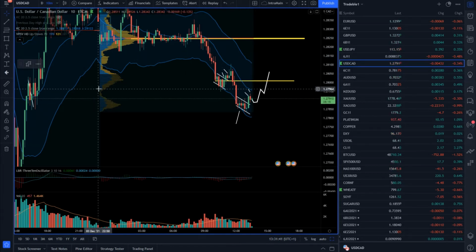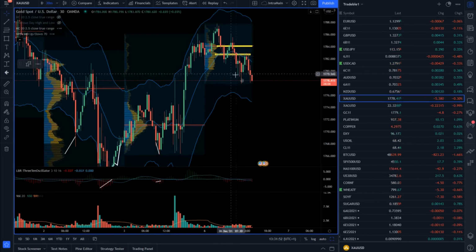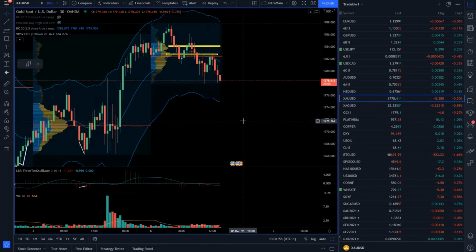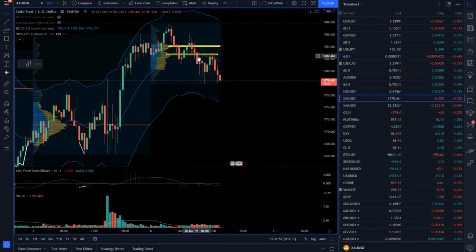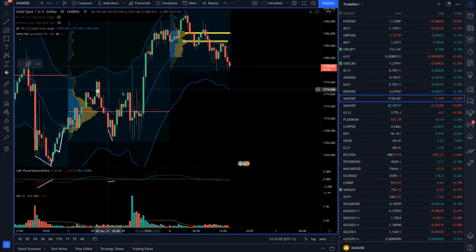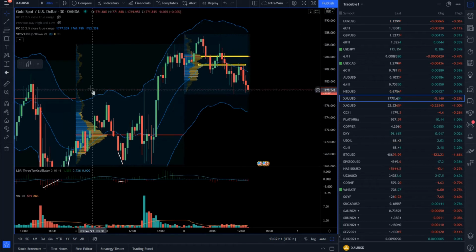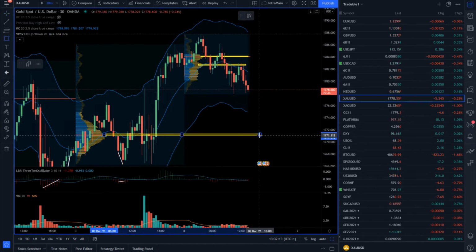I also wanted to check and alert you about the gold market, because on the gold market we established some very well-defined distributions around 1782, 1784. We also got a Friday's point of control here. Friday's point of control is at 1771. It's a huge level.